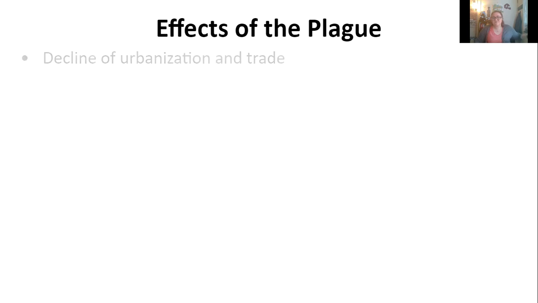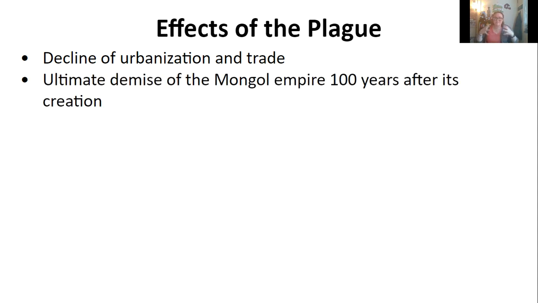So, what were the effects of the plague? Well, one of them was you saw the decline in urbanization and trade. So, people were no longer flocking to the cities, and trade slowed. You ultimately had the demise of the Mongol Empire just 100 years after its creation. So, we have talked about the fact that the Mongols disappeared on paper, but they just kind of assimilated into the societies that they lived in. And it was also because the Mongols were not immune to the plague. They got it as well.